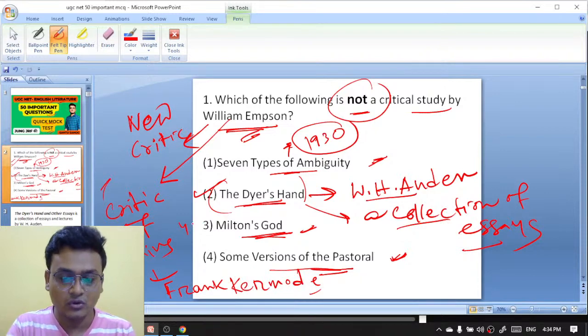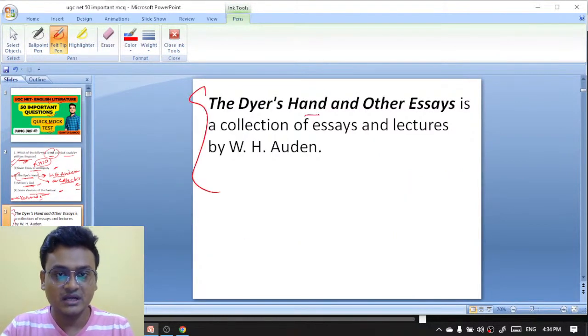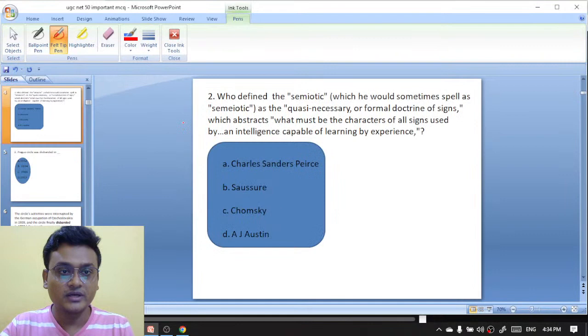So these are the things you need to know. Now, moving on to question number 2. Here is the explanation: The Dyer's Hand and Other Essays is a collection of essays and lectures by W. H. Auden.